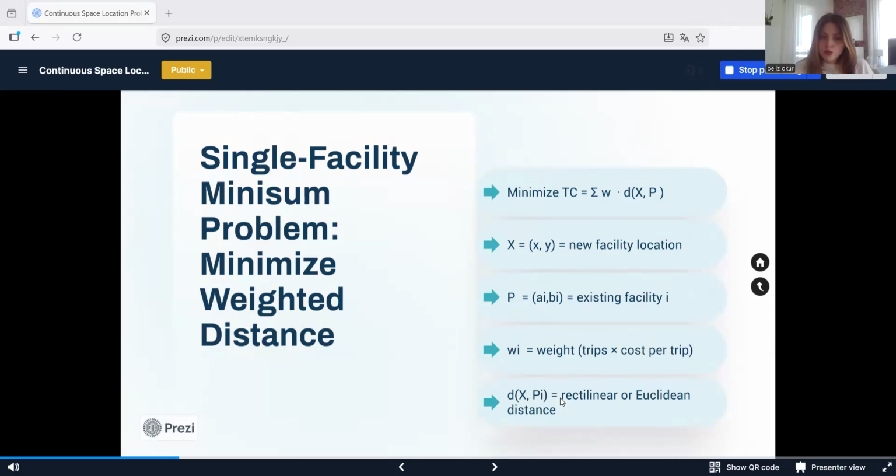Today we are going to look at the single facility minisum problem. The goal is simple: make the total weighted distance as small as possible. Our formula looks like this in here. X is our new building coordinates, XY. P_i are the buildings we already have, and w_i is our rates. This is usually the number of trips multiplied by the cost of each trip. We want the sum of all these trips to be as small as possible.